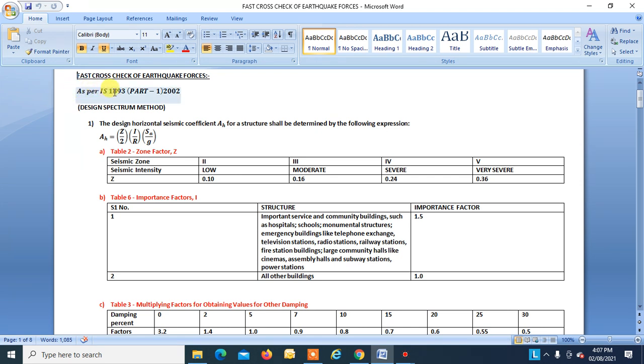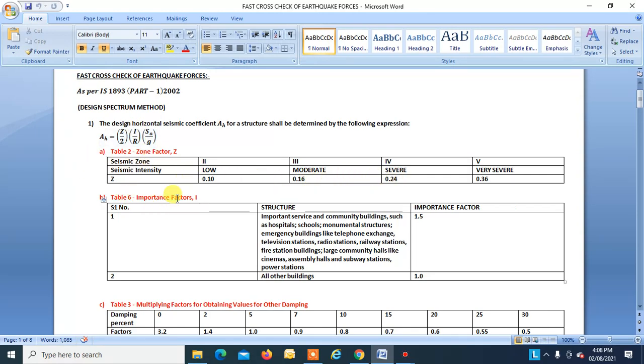As per IS 1893 Part 1 2002, design spectrum method, the design horizontal seismic coefficient Ah of a structure shall be determined by the following expression. Ah is equal to Z/2 times I/R times Sa/g. Z is the zone factor, which is given in Table 2, and it depends upon the seismic zone. For different seismic zones, different values of Z are given in Table 2.